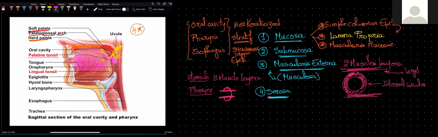This is the tongue. And remember, in the tongue, we've seen a tonsil, and this is a tonsil of the tongue, and something related to the tongue is going to be either glosso or lingual. So we're going to call the tonsil that I see in the tongue my lingual tonsil.